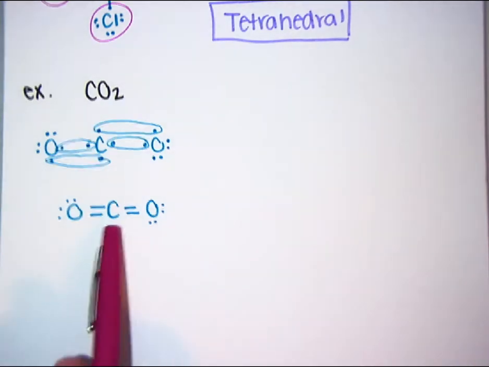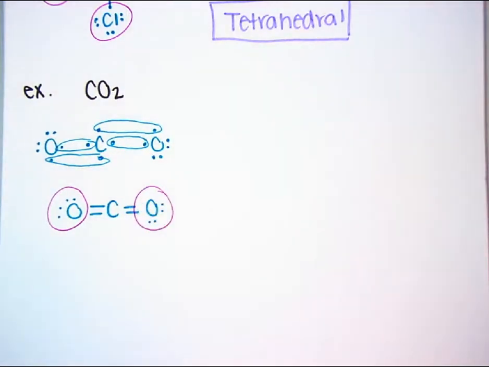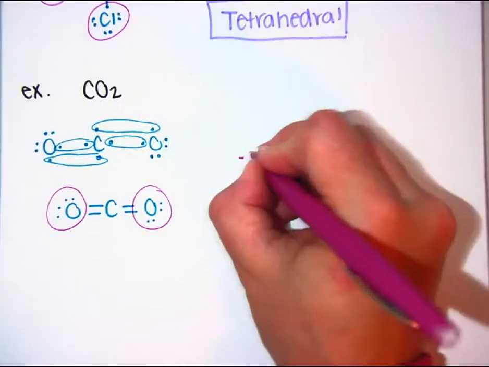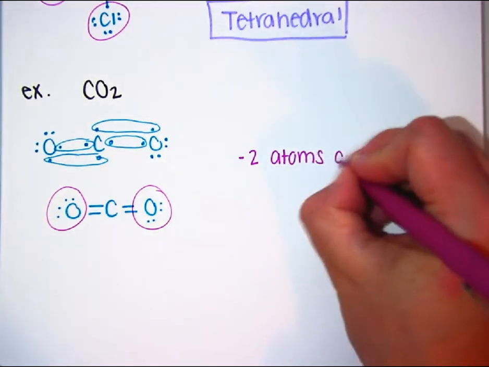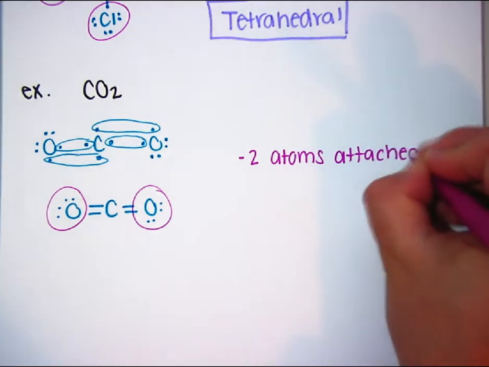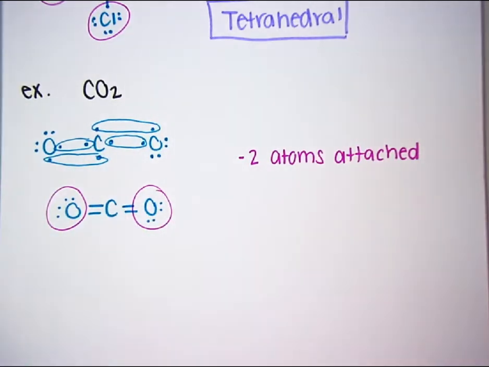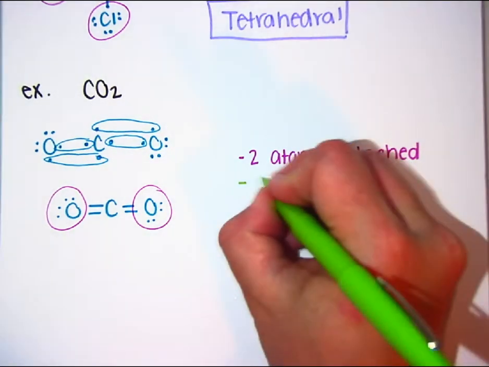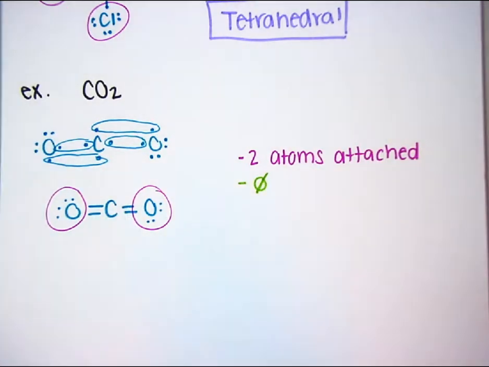Step 2, look at the central atom. How many atoms are attached to carbon? 2. Remember, we're counting the atoms, not the bonds. 1 oxygen here, 1 oxygen here. Next, are there any lone pairs of electrons on carbon? No. All of carbon's electrons are part of shared pairs.